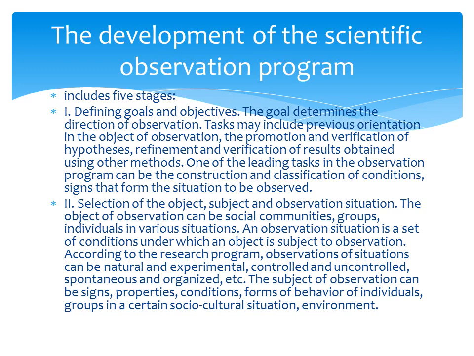The object can be social communities, groups, individuals in various situations. An observation situation is a set of conditions under which an object is subject to observation. According to this research program, observation situations can be natural and experimental, controlled and uncontrolled, spontaneous and organized.